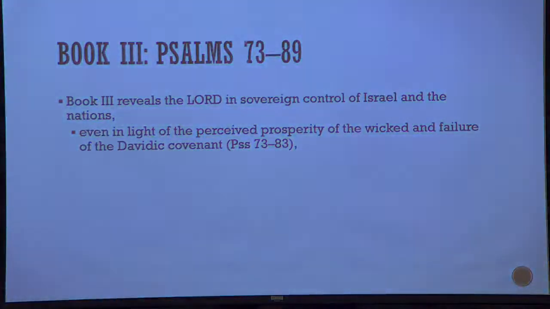Book 3 is also where we live, I think, in our own time, because it seems that the Davidic covenant and the covenants have failed, and that the wicked prosper. So book 3 reveals the Lord remaining in sovereign control of Israel and the nations, even in light of the perceived prosperity of the wicked and the failure of the Davidic covenant. We're going to see this in Psalms 73 through 83.